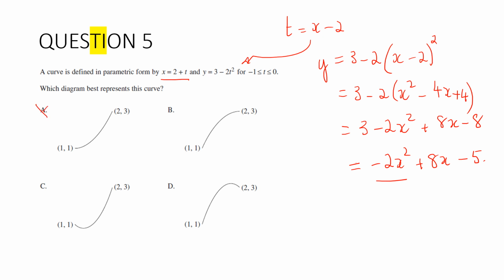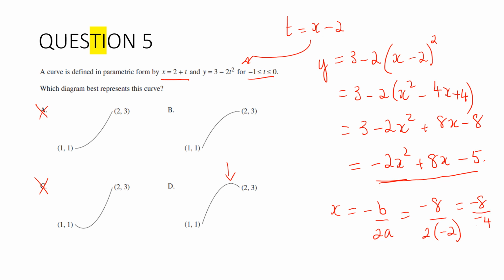So it is not A and it is not C. How do we tell the difference between B and D? It depends on whether this turning point is going to be in this domain or not. So let's work out that turning point. It's going to happen at x is equal to negative b on 2a. And from here, negative b is negative 8 on 2 times negative 2, which is negative 8 on negative 4, which is 2, which lies outside of this, doesn't it? Because it only goes from 1 to 2. So our answer is B.